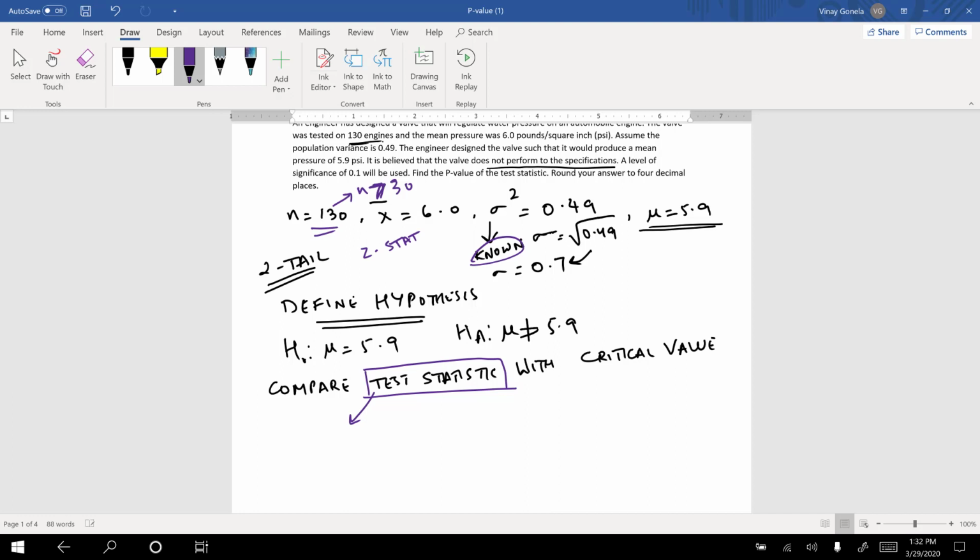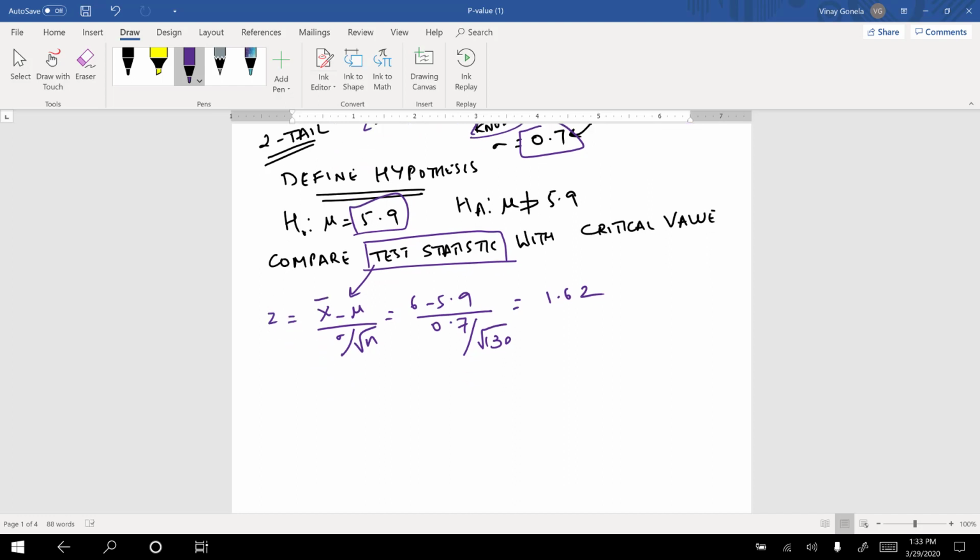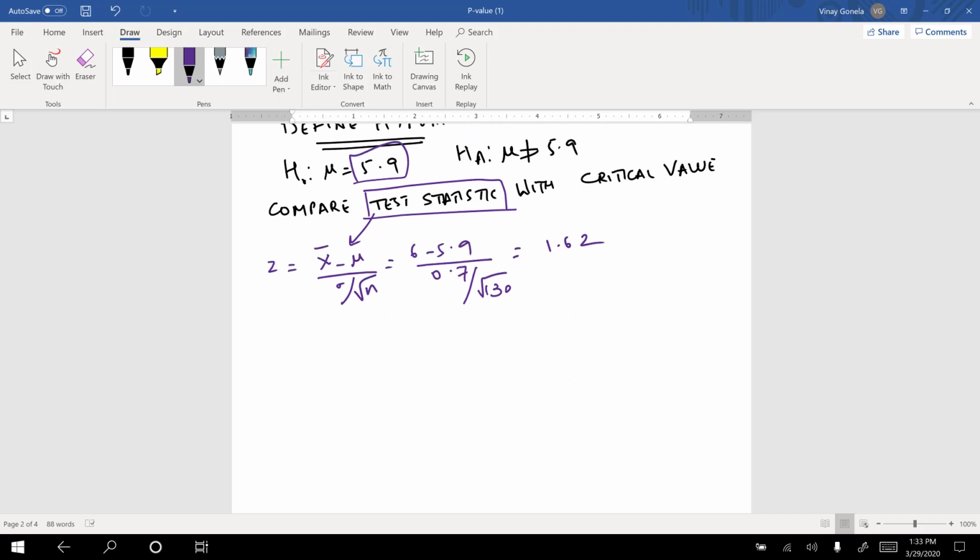So the Z stat formula, Z is equal to x bar minus mu over sigma over root n. So this will give us x bar is 6 minus mu is 5.9, or we can get from here, and then sigma is 0.7 over root n, which is square root of 130. So this is going to give us 1.62. So the next step would be to do critical value.